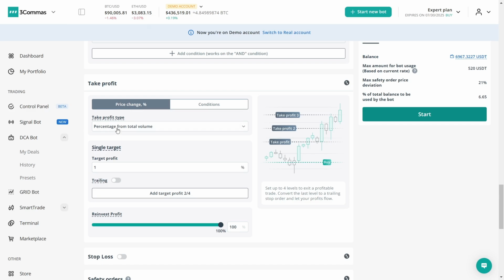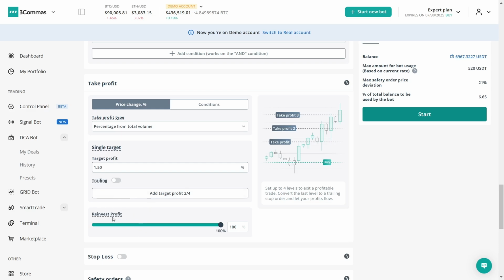So I want to take profit at a single target, when I have 1.5% profit. Here you can add more targets if you want. For example, you can choose to close half of your trade at 1.5% and the other half when it reaches like 5%. But we are not going to do that here.